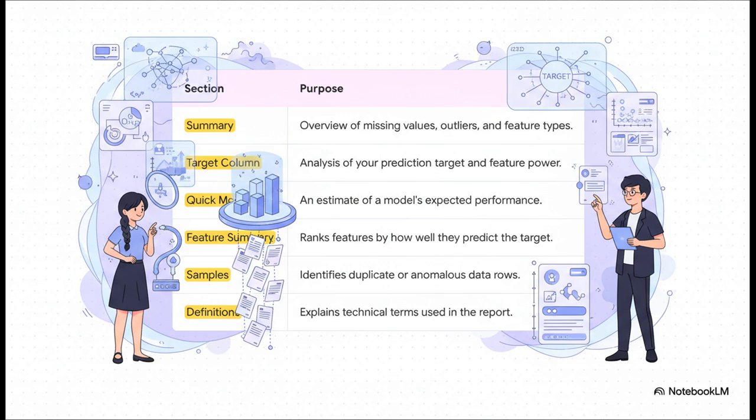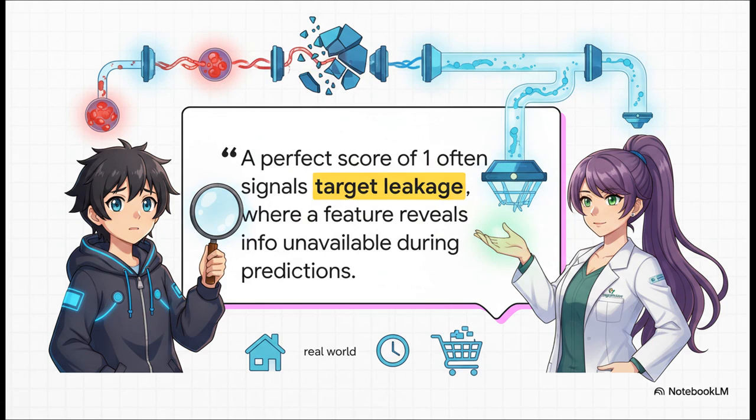It starts with a summary of any big issues like missing values or outliers. Then it actually analyzes your target column and even builds a quick preliminary model to estimate how well it might perform. And crucially, it ranks all your features by how predictive they are, so you can see right away which ones matter most. This analysis helps you spot some of those really subtle but critical problems automatically.